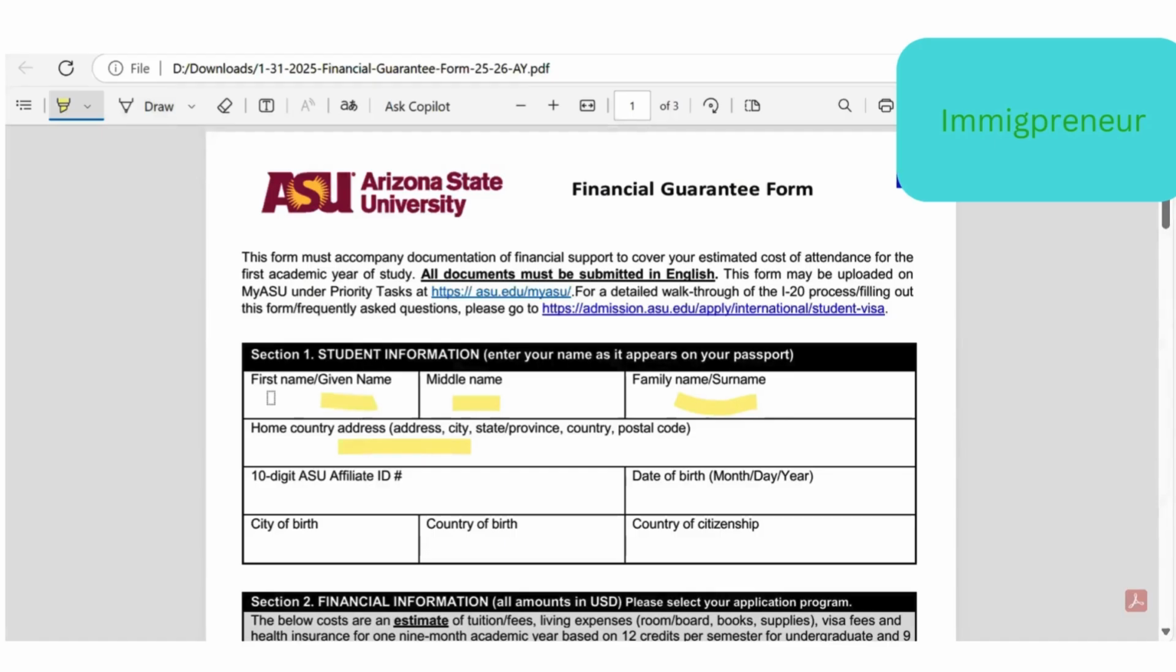On this first section, you just put your details: your name, your middle name, your surname, and your home address. Remember your 10-digit ASU affiliate ID. You will get it either on your My ASU portal, or on the letters that you're receiving from the school.